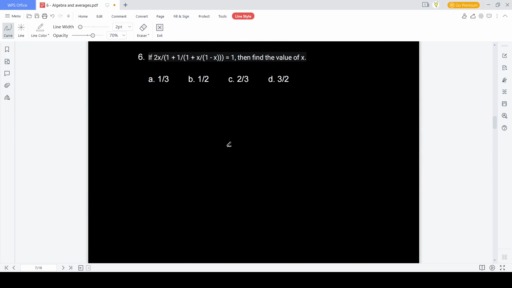If 2x by 1, okay, I'll write this question. Seeing the brackets, I mean, if you've studied computer science, you'll be knowing how to expand these brackets and think inside the brackets. Okay, because many of your coding questions and all will be a lot like this, so you have to think about the brackets on your own. So it is 2x by 1 plus 1 by 1 plus x by 1 minus x. This is how it is. Okay, is equal to 1.